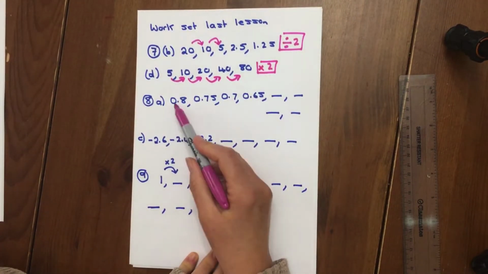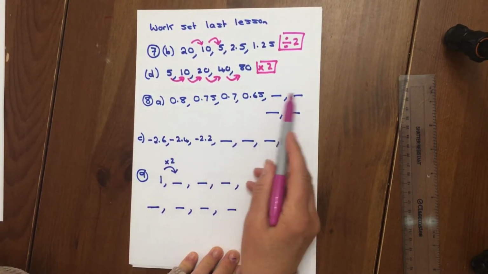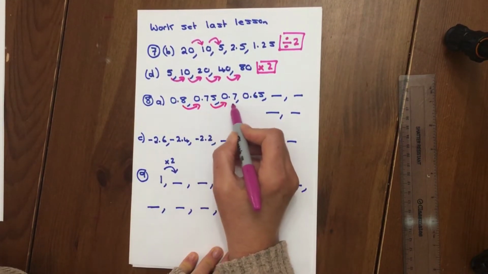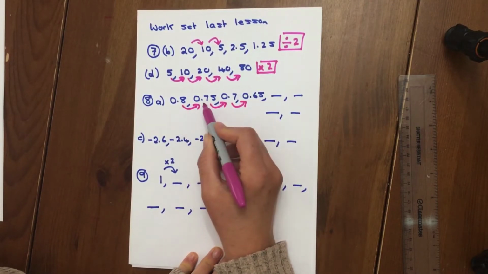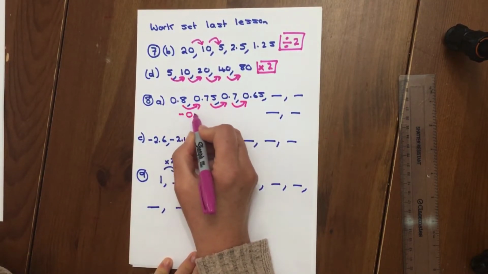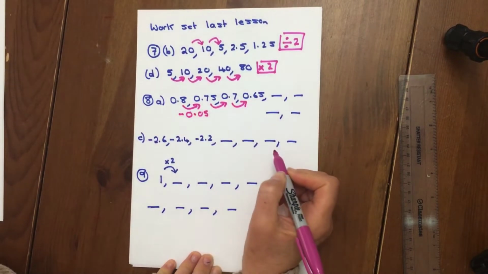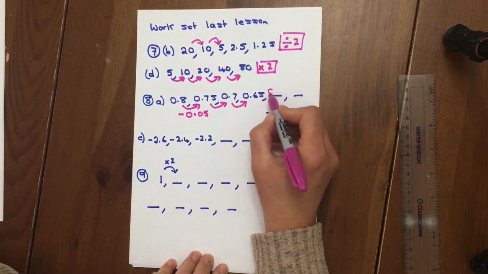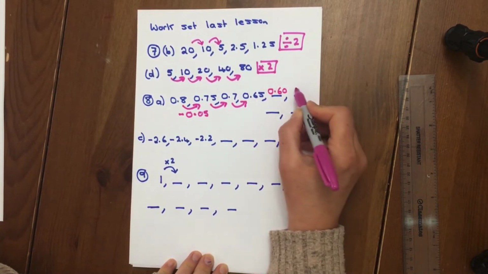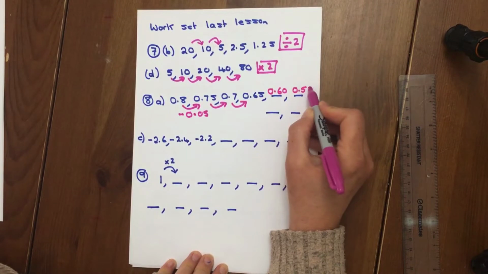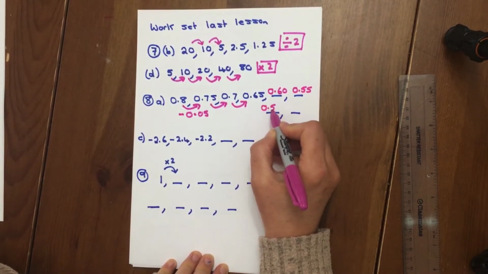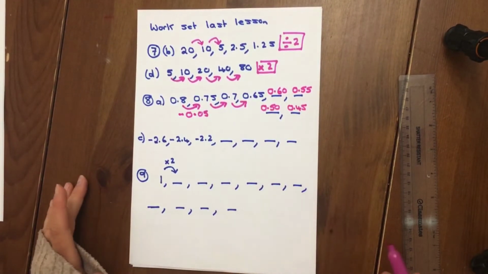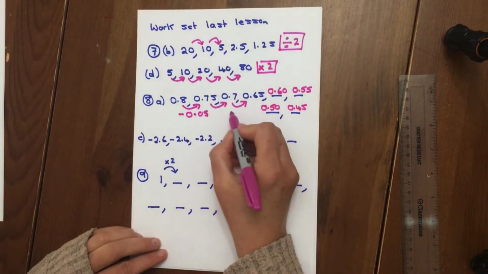Right, question 8, A and C cause problems. You are asked to find the next 4 terms, and you have to see what's happening. If you look at these decimals, if you go from one decimal to the next, you're taking away 0.05. So I'm going to take away 0.05 and I'll get 0.60, 0.55, 0.50 and 0.45.